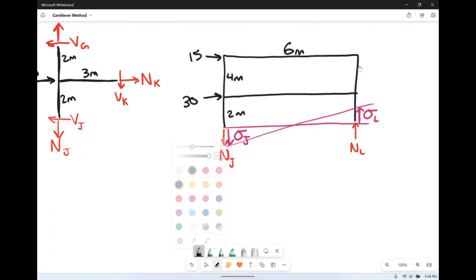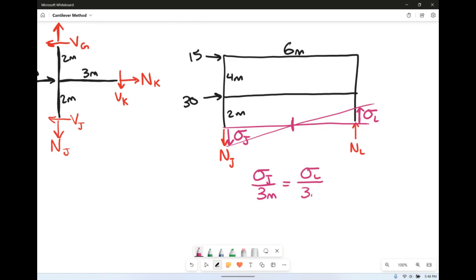So again, just to rewrite that out, we have stress of J is to 3 meters. That's his distance to the center right there. And we've also got stress of L is equal to 3 meters here. Those are the similar triangles that we've got going on, right? 3 meters and 3 meters. So we did similar triangles. Again, we found that stress of J is equal to stress of L.